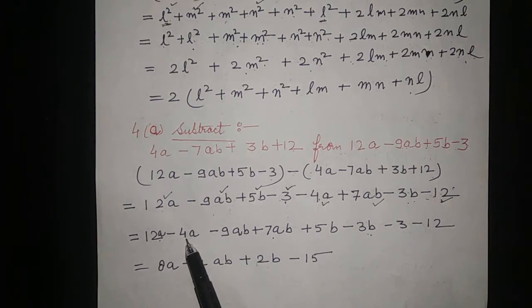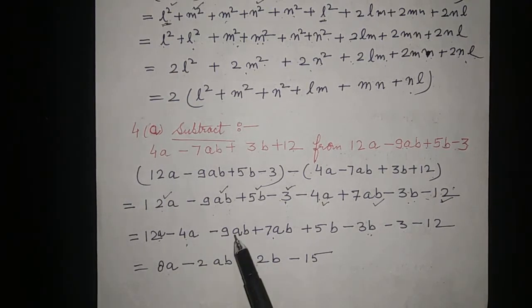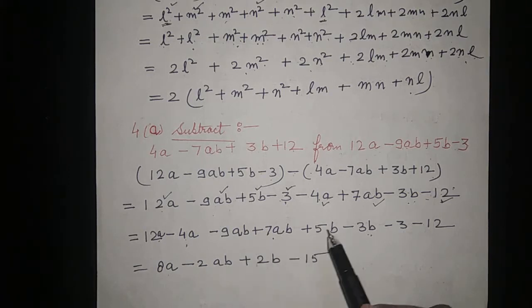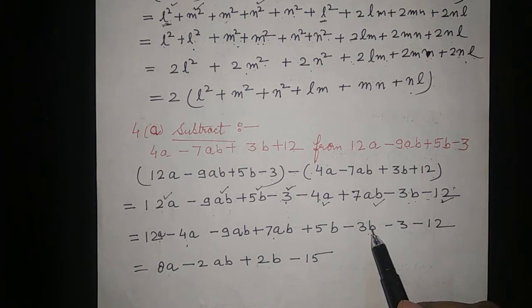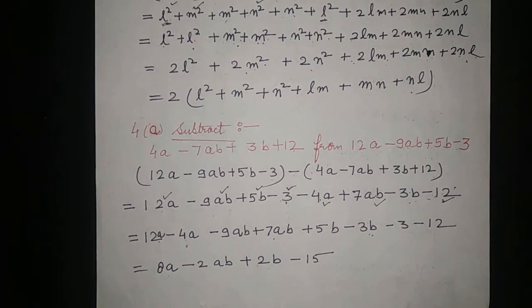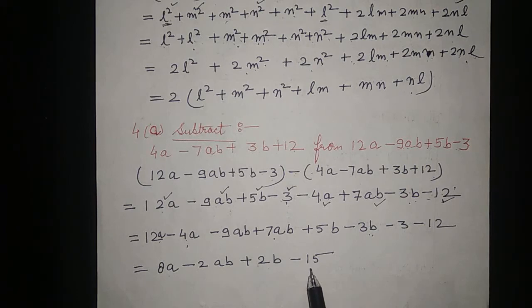12a minus 4a, what will come? 8a. Minus 9ab plus 7ab, what will come? Minus 2ab. And if we subtract 3b from 5b, what will we get? Plus 2b. And if we solve minus 3 and minus 12, what will we get? Minus 15. So the result is 8a minus 2ab plus 2b minus 15.